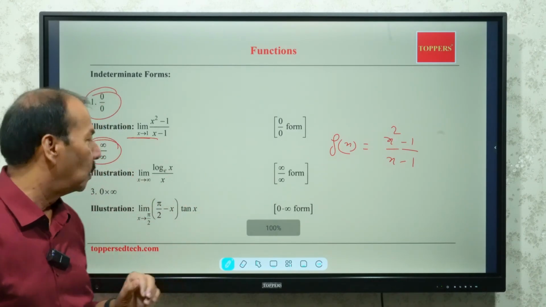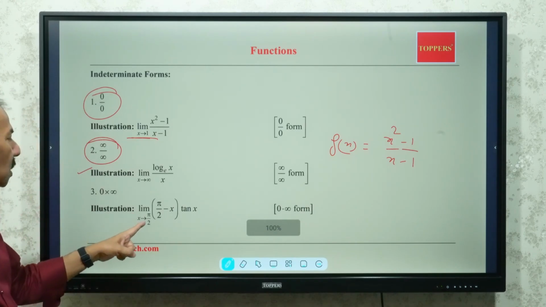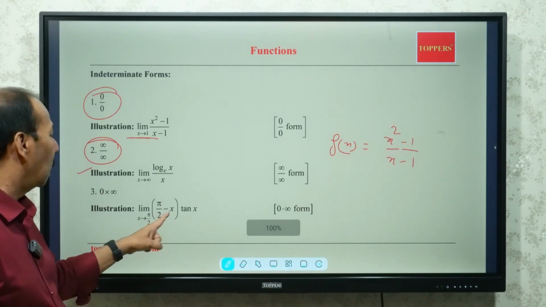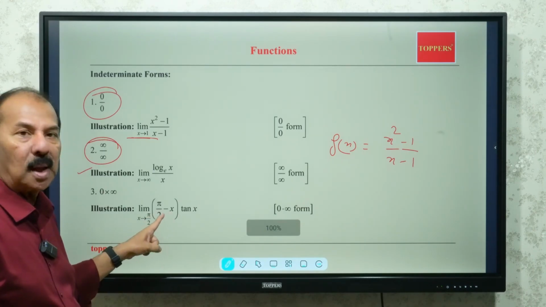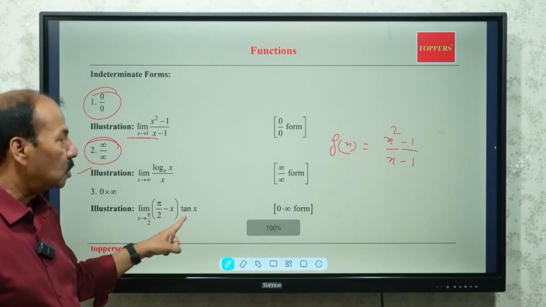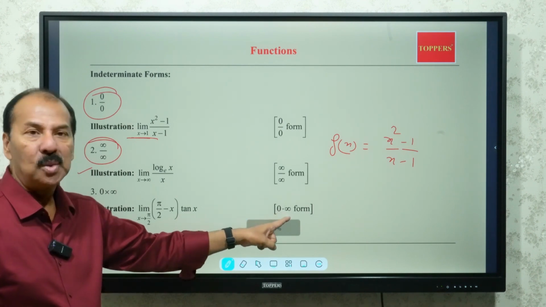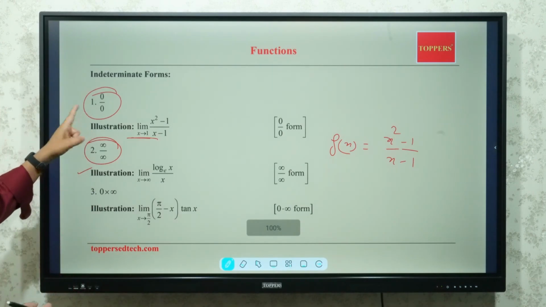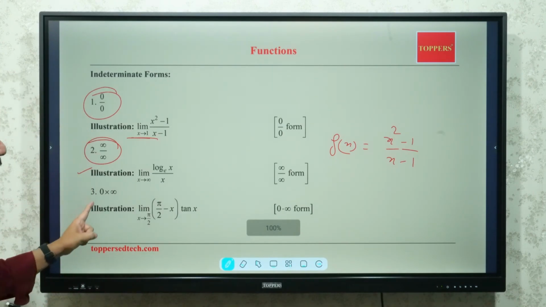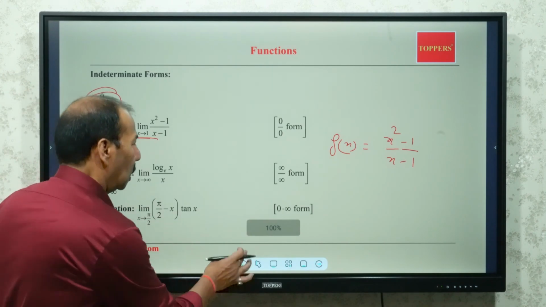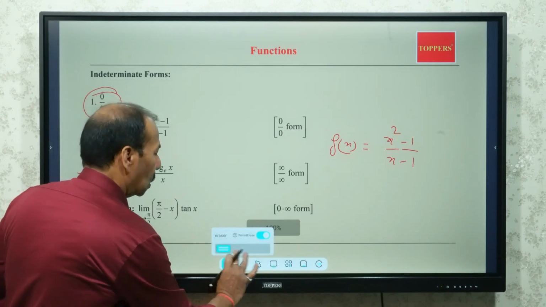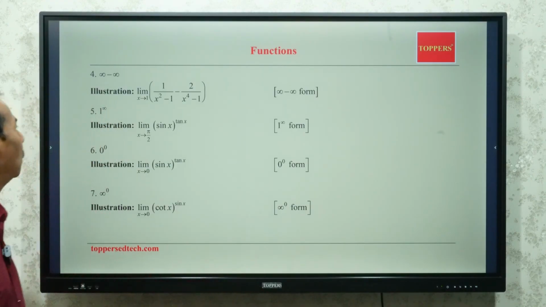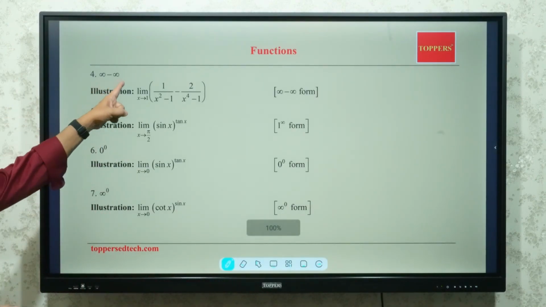Similarly, limit x tends to pi by 2 of (pi by 2 minus x) tan x. Pi by 2 minus x, when x is pi by 2, becomes 0, and tan pi by 2 is infinity, so this is the 0 into infinity form. So the first form is 0 by 0, the second is infinity by infinity, the third is 0 into infinity. Another form you can see, the fourth, is infinity minus infinity.